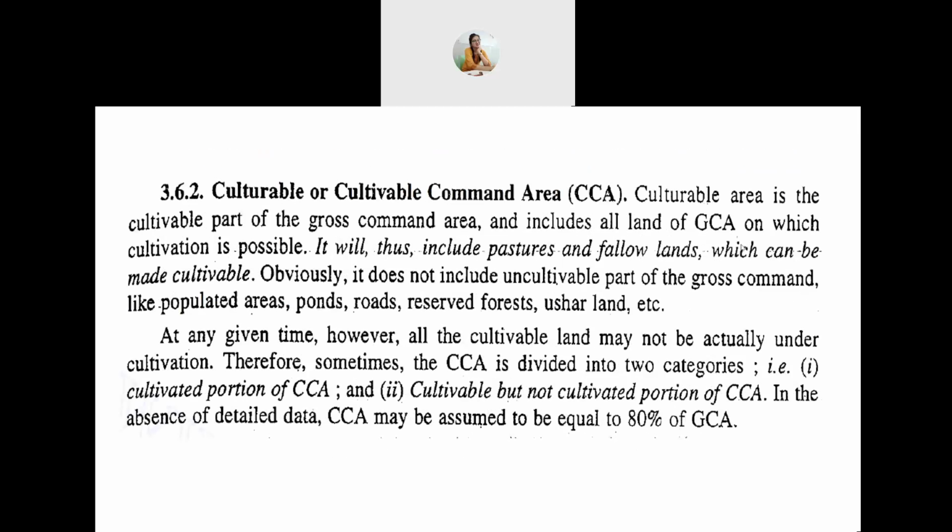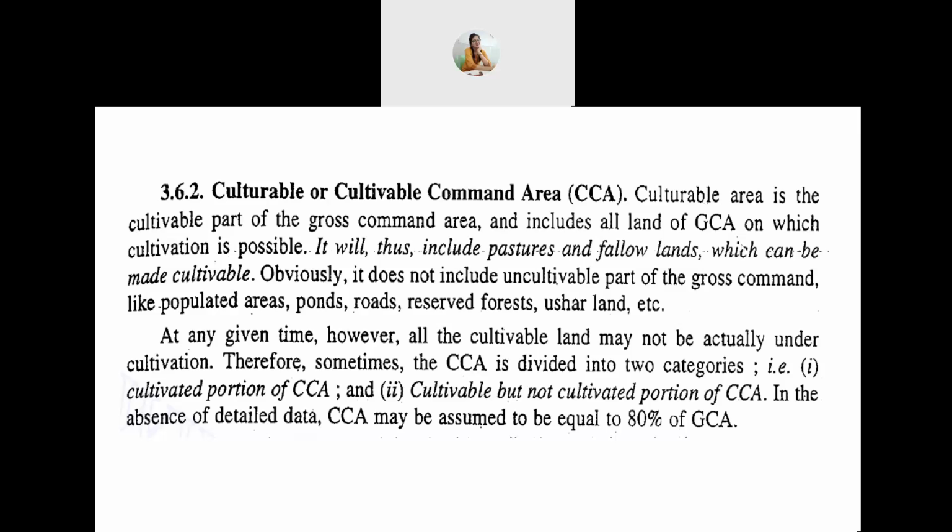Next, cultivable command area, which is CCA. Cultivable area is the cultivable part of the gross command area and includes all land of GCA on which cultivation is possible. It will thus include pastures and fallow lands which can be made cultivable. Obviously it does not include the uncultivable part of the gross command area, like populated areas, ponds, roads, reserve forests, usar land, etc.